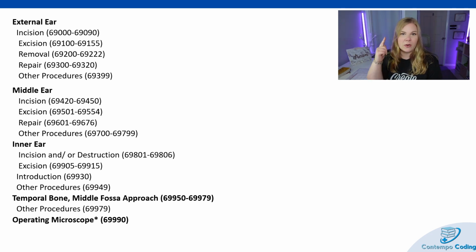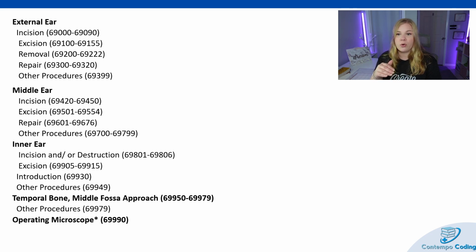And then next in the sequence, again, it goes from the external ear in the order of code sequence into the middle ear. So now we're in the middle ear, incision, excision, repair, and then other procedures. Then we get further into our inner ear, and the inner ear, we have incision and destruction, excision, and then introduction. So that is actually our cochlear implant code, that 69930 there for the introduction. And then we have the other procedures.